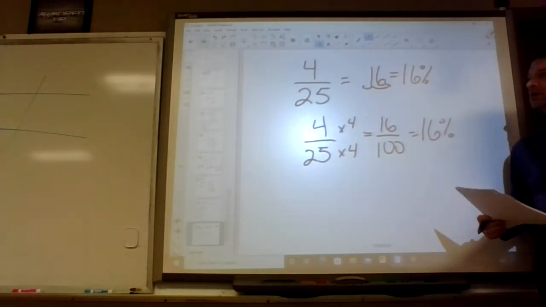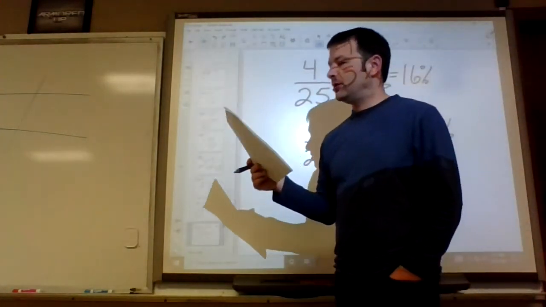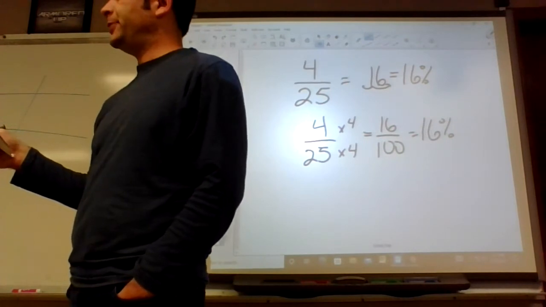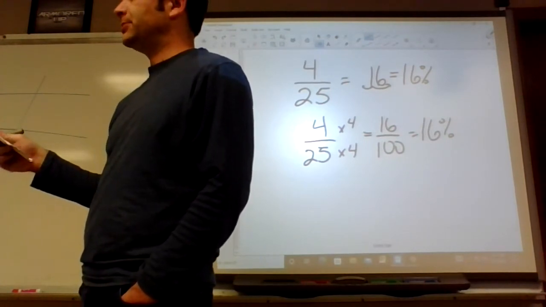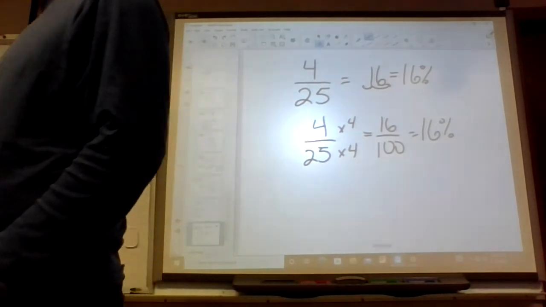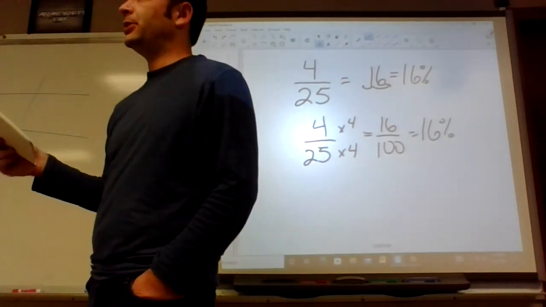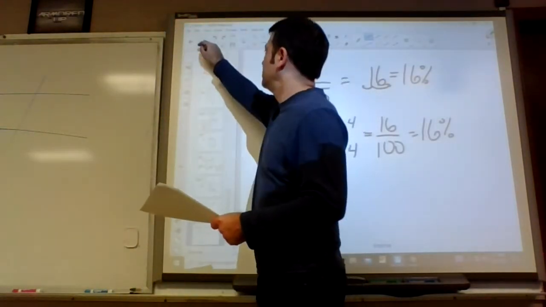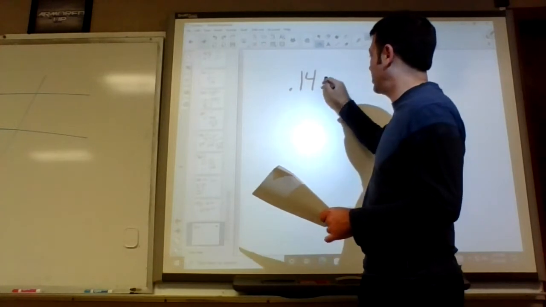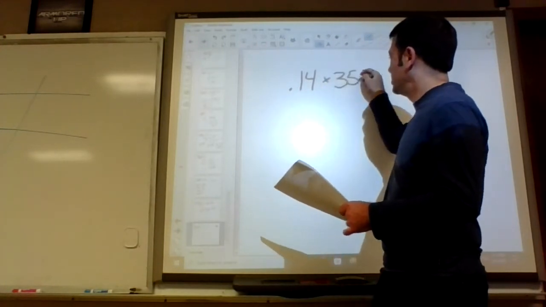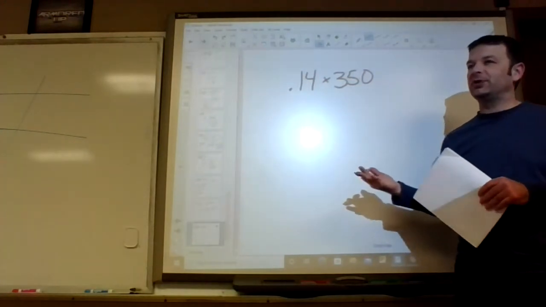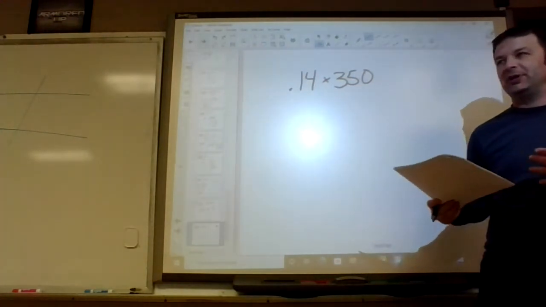All right, number 13. 14% of the 350 freshmen. So right there, I probably already know what the problem is. 14% of the 350 freshmen. So 0.14 times 350. Okay, now here's the problem though. The question might not ask what is 14% of the 350. So you really do need to read the whole problem.